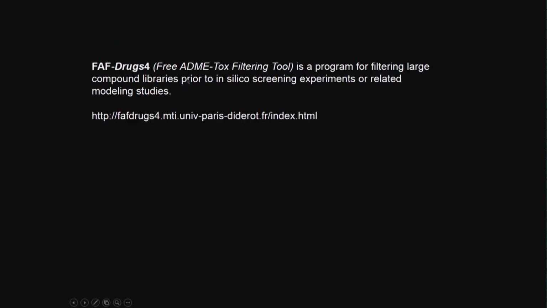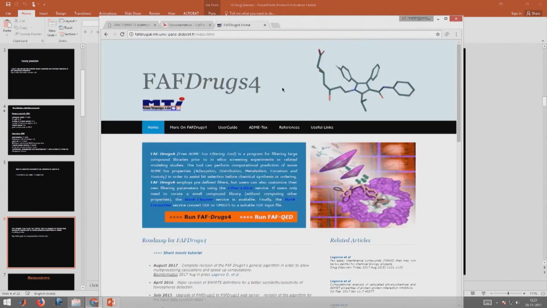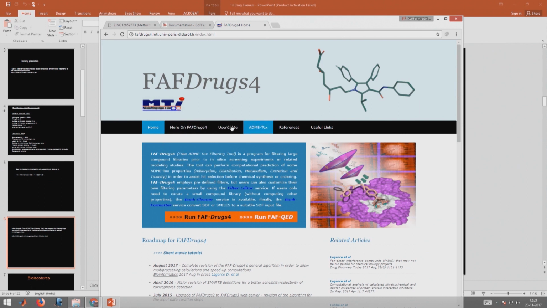Okay. So there is another freeware, it is called the ADME tox filtering tool FAF drugs 4. This is a program for filtering large compound libraries prior to in silico screening. So we can screen a large number of compounds. This is the link for that. I will just show you that link also for you to look at. Okay, this is FAF drugs 4. So it gives you a lot of calculation possibilities. We can look at ADME tox.